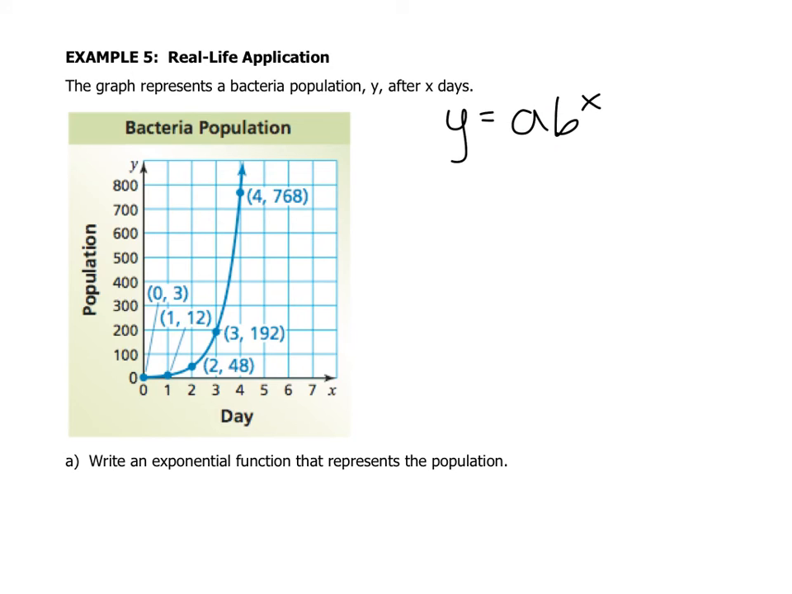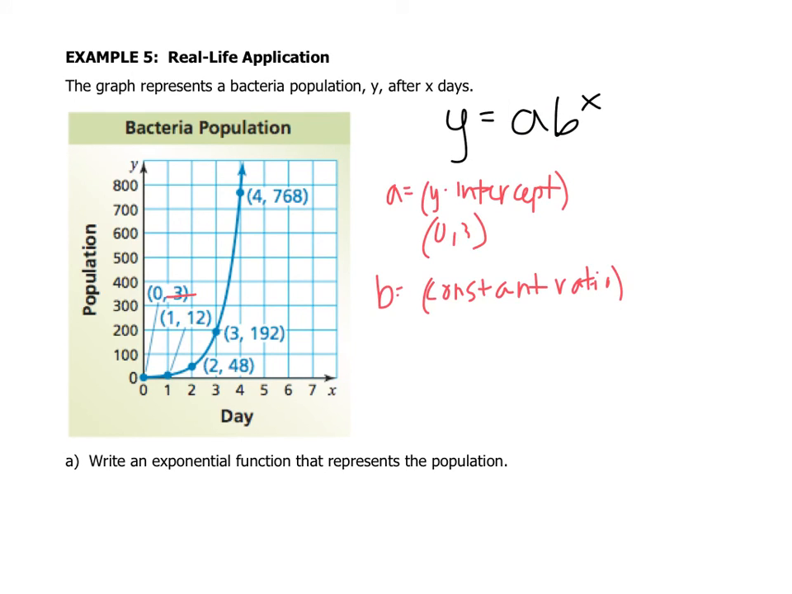So the a value is the intercept, which in this case is 0.3 right here, it's listed. And the constant ratio is what you're multiplying by every time you go up a value. So let's see if we can figure it out. 3 turns into 12, which turns into 48, which turns into 192, which turns into 768.